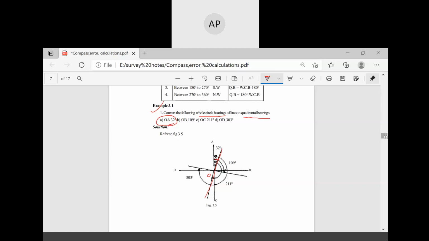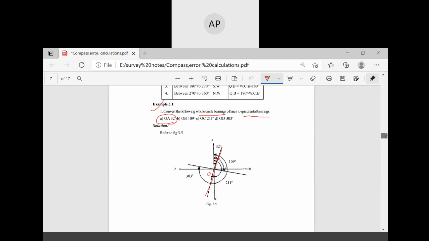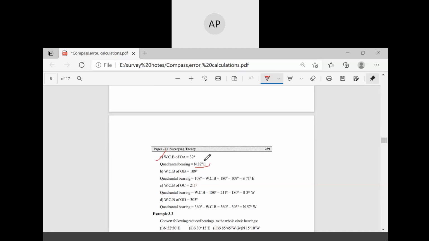So in which quadrant is it? The whole circle bearing of OA is 32 degrees. See in the figure, it is in the north. Here it is north, it is east, and it is south, here it is west. So OA 32 means the quadrantal bearing will be north 32 degrees east. The direction you have to show.